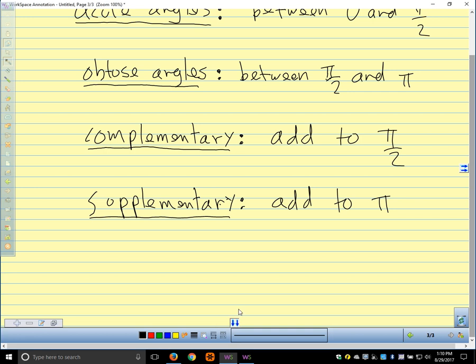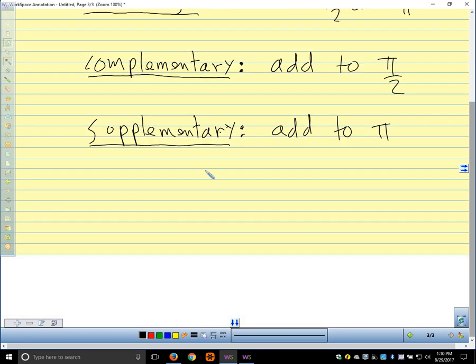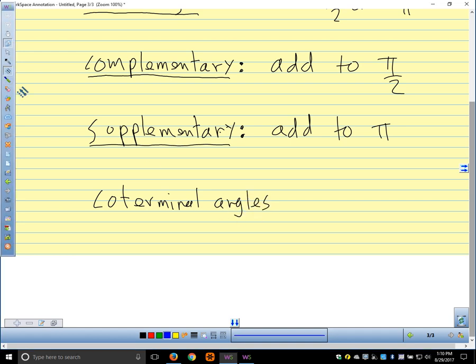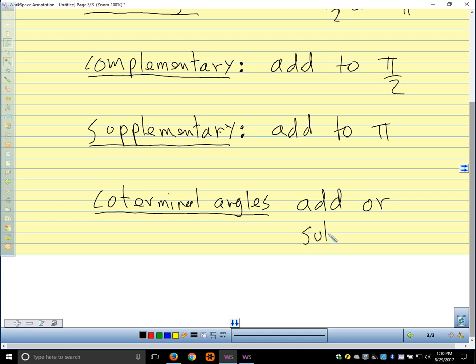And then let's write down what we said in words before about coterminal angles. So if we're given an angle and we want to find a coterminal angle, we said we could add 360 degrees, or we could go the other direction around the circle, add or subtract 2 pi.